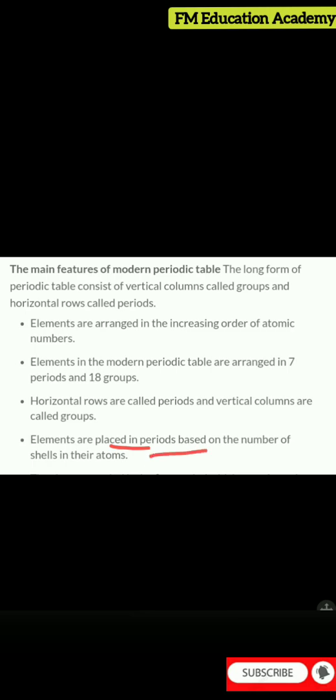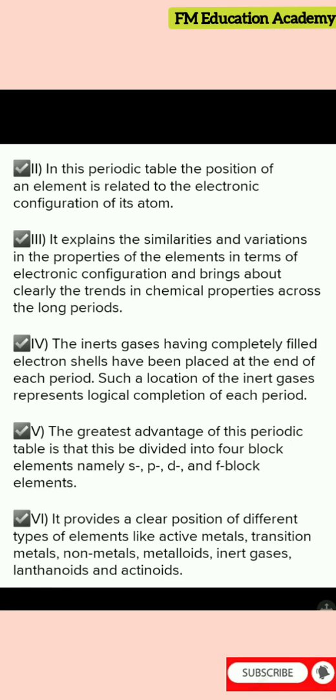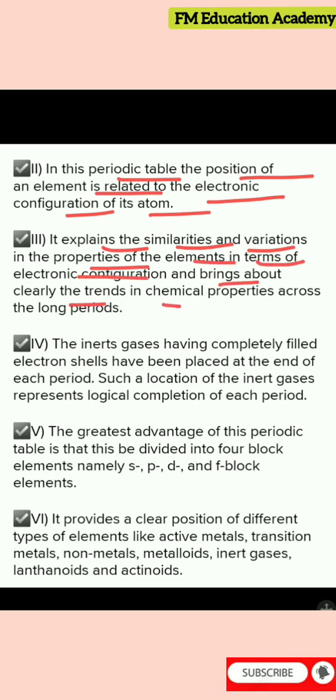Elements are placed in periods based on the number of shells in their atoms. How many shells are there in the atom? In that order, elements are placed. Some more points. In this periodic table, the position of an element is related to the electronic configuration of its atom. The modern periodic table explains the similarities and variations in the properties of the elements in terms of electronic configuration and brings out clearly the trends in chemical properties across the long periods.